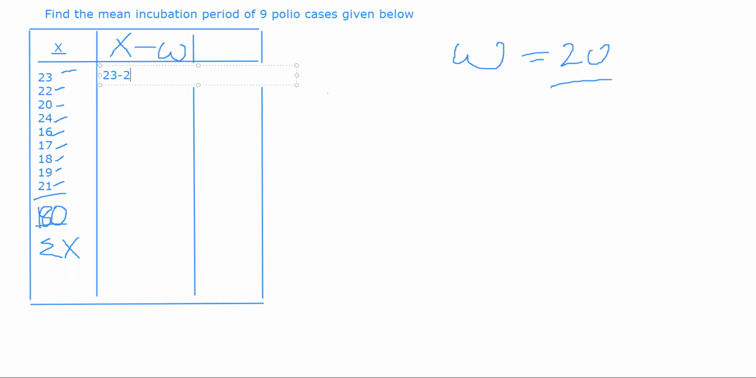मतलब 23 minus 20 करते हैं, ठीक है, and you will do 22 minus 20, then 20 minus 20, 24 minus 20, 16 minus 20, 17 minus 20, 18 minus 20. ये बहुत सिंपल मॉडल है तो आपको इजीली समझ में आ जाता. Once we go to a more complicated one, suppose the observations given are more complicated, in that sense this method will be very very helpful, okay, and it will save a lot of time calculating. So what will you get?